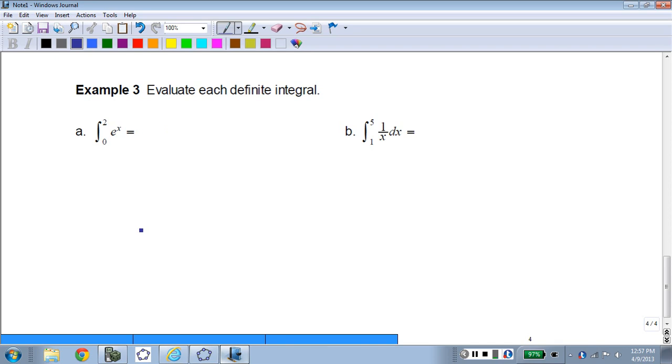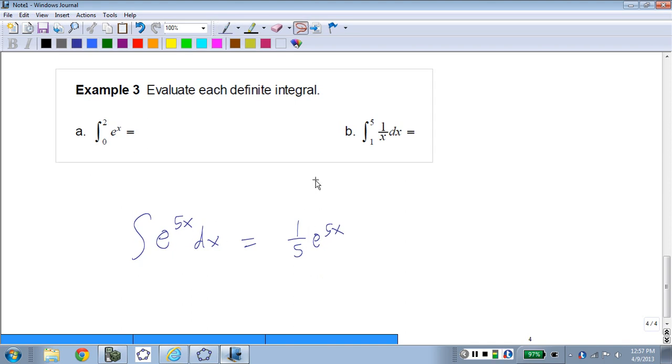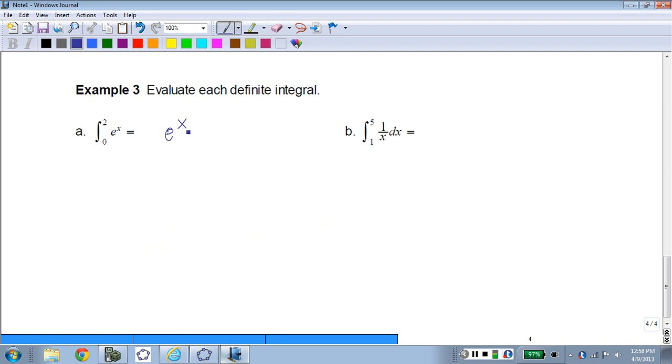Well, if it were a difficult problem, it might be e to the 5x, 5kx, sure, why not? E to the 5x, then we'd have to go with 1 over 5 e to the 5x. But this one's not difficult. We don't have to divide by 5. All we have to do is copy and paste. We know if we take the derivative of e to the x, we get e to the x. So e to the x is one of its own antiderivatives. So this one's short and sweet.